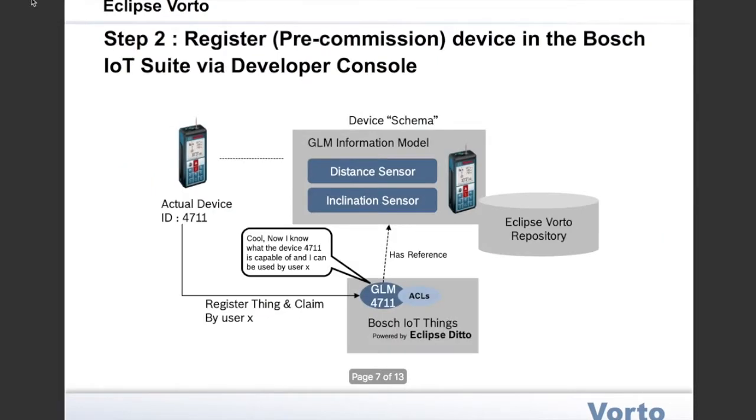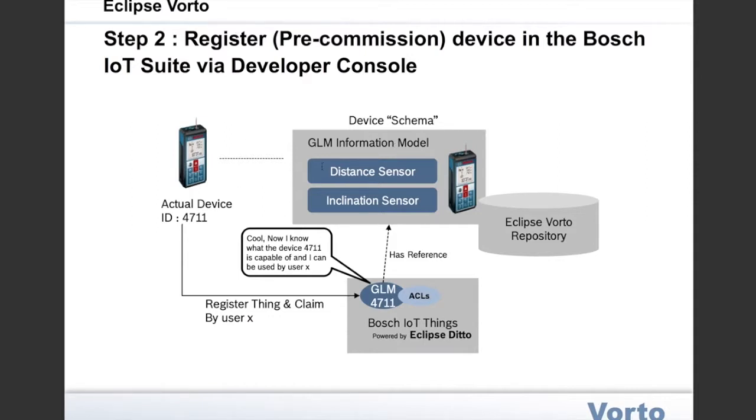In a second step, we would like to register this GLM in the Bosch IoT Suite. So basically pre-commission it, so we are able to read and write data. We do this via the Bosch IoT Suite Developer Console. It's a development tool to pre-commission this GLM very easily.